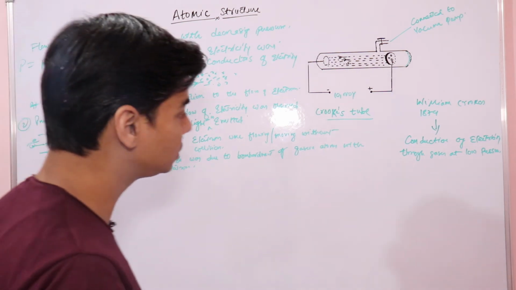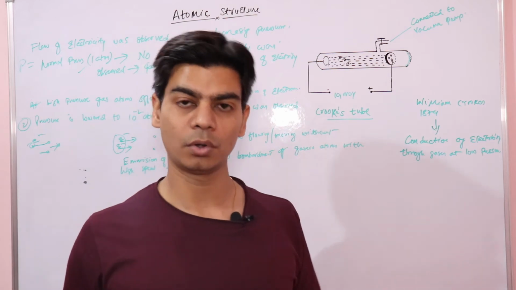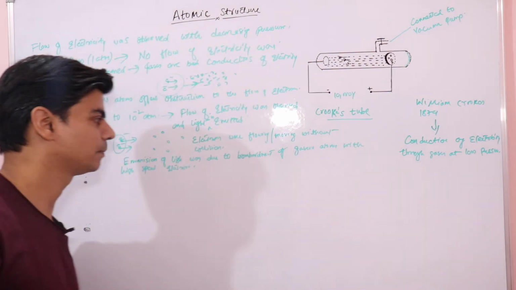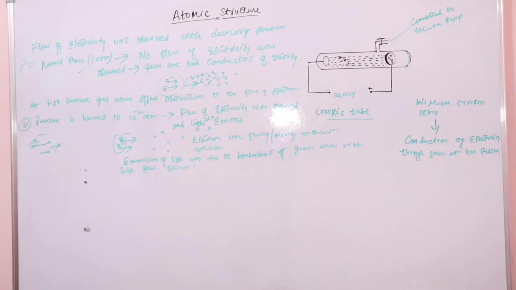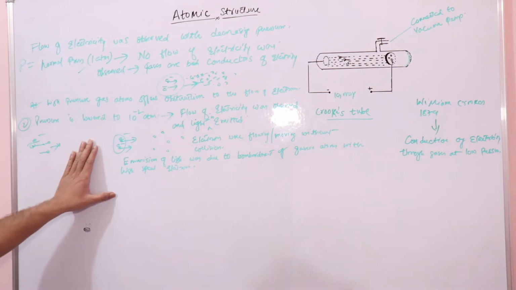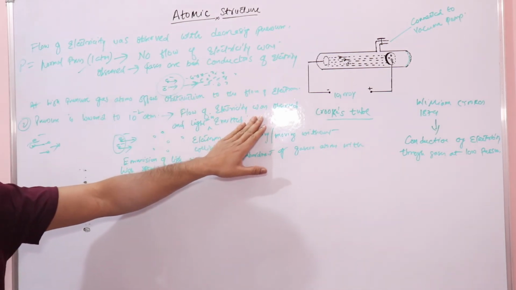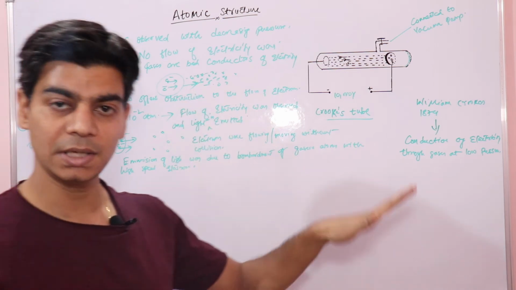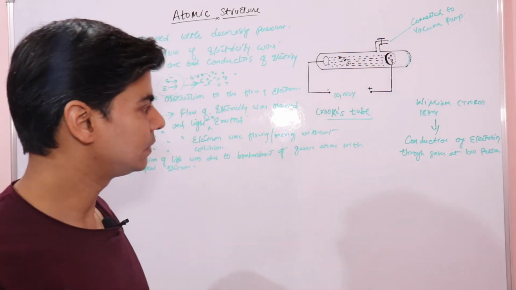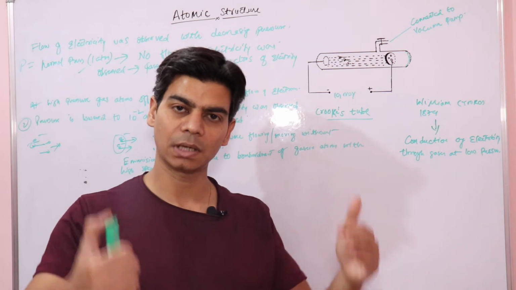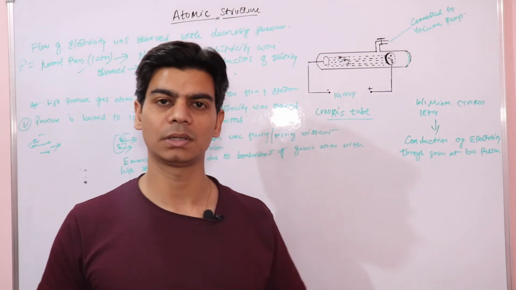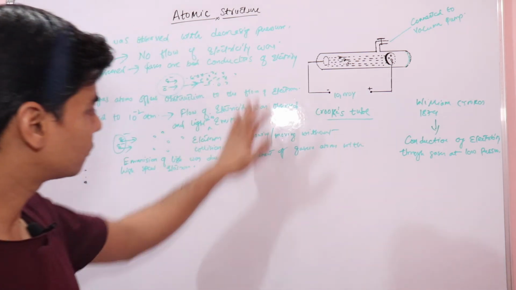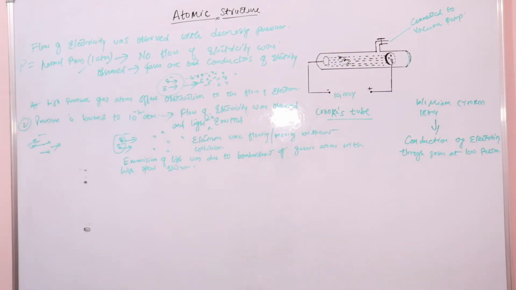So neon will produce a reddish orange color on bombardment with high speed electrons, right? So this was the reason for the emission of light and the flow of electricity at low pressure. That is why we say that gases at low pressure are good conductors of electricity, because of all these reasons that I have explained, right?